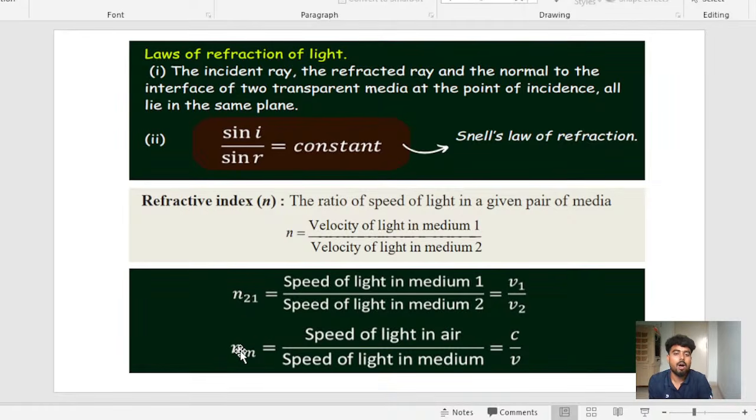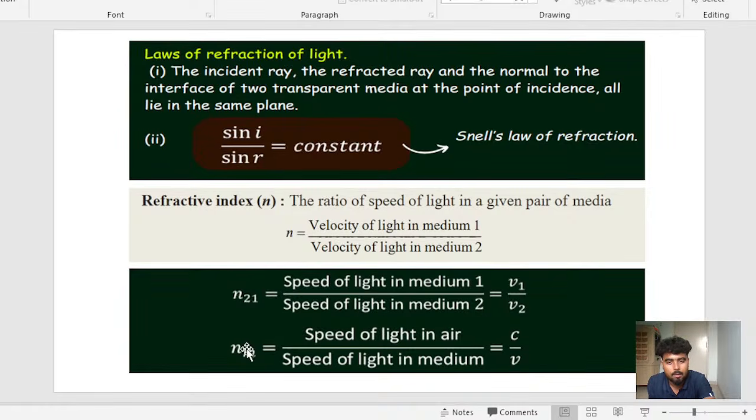Now how will the question be asked? Find the refractive index. They will give the value of c, they will give the value of v. We want to find the value of n. Or else they will give you the value of n and the value of v, and you want to find the value of c. How to find the value of c? We know n is equal to c by v, so we don't know the value of c. We know the value of n, we know the value of v.